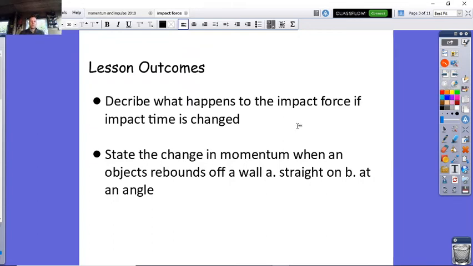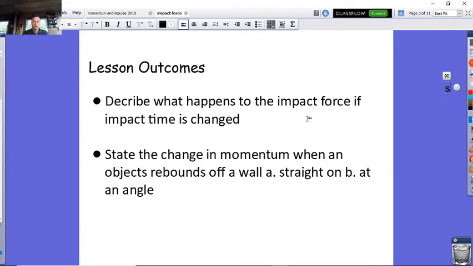Okay, year 12. This lesson is all about impact forces. Describe what happens to the impact force if impact time is changed, and state the change in momentum when an object rebounds off a wall in a straight line and also at an angle.